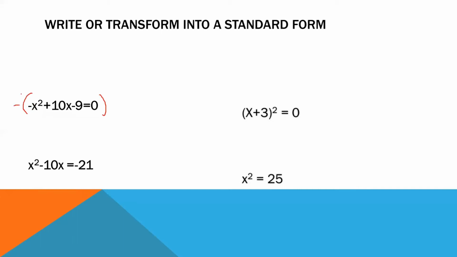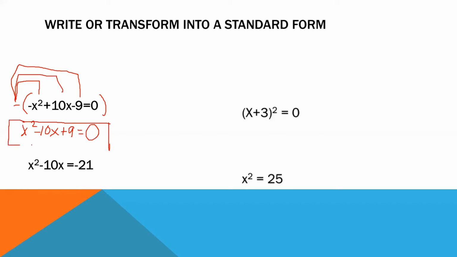So, negative times negative x squared is equal to positive x squared. Plus, negative times negative 10x is equal to negative 10x. And then negative times negative 9. Negative times negative is equal to positive, then 9 is equal to 0. Now, our equation is in standard form. So, why do we need to transform our quadratic equation into standard form?